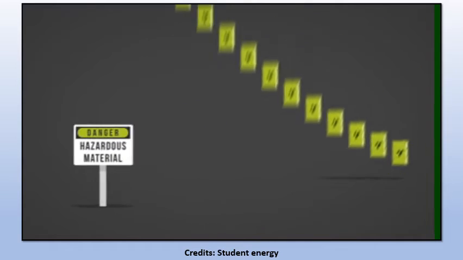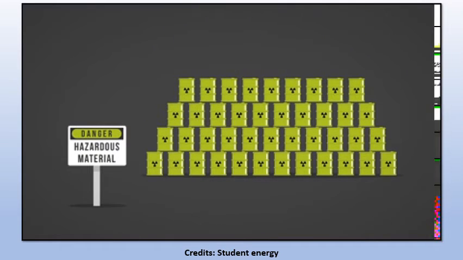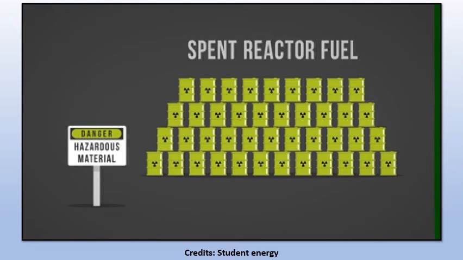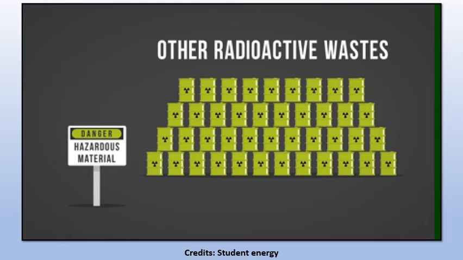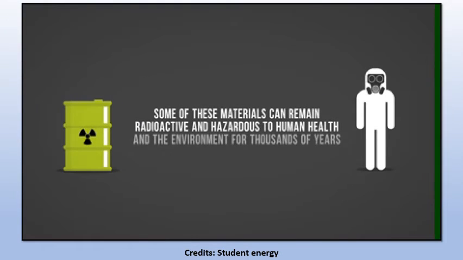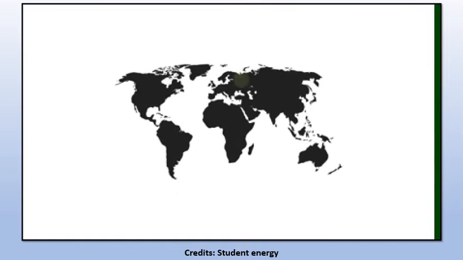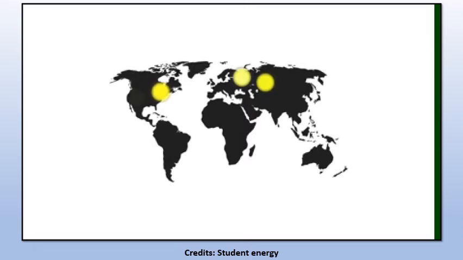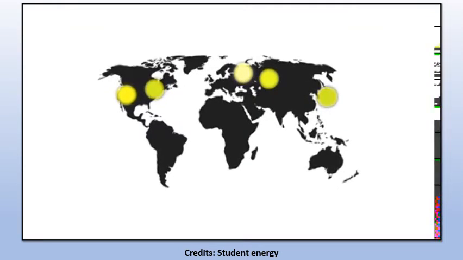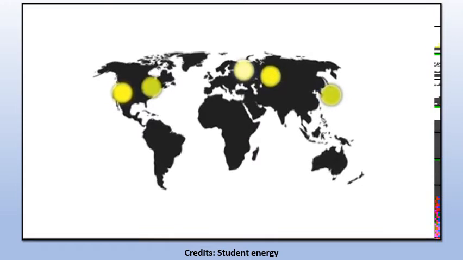The largest concern is the generation of radioactive wastes such as uranium mill tailings, spent reactor fuel, and other radioactive wastes. Some of these materials can remain radioactive and hazardous to human health and the environment for thousands of years. Several nuclear accidents in recent history have negatively impacted the environment and surrounding communities, making nuclear power a controversial topic for the general public.